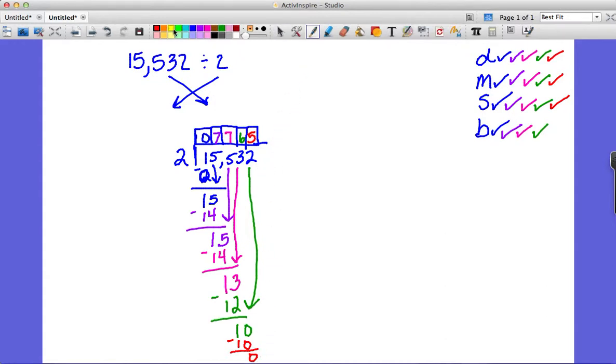Right, so then I can look and see that my answer is 7, 7, 6, 5. I'm sorry, there's no 4 in there. So I count 1, 2, 3, put in my comma. It's 7,765. Right, so that's just a quick review on how to use long division.